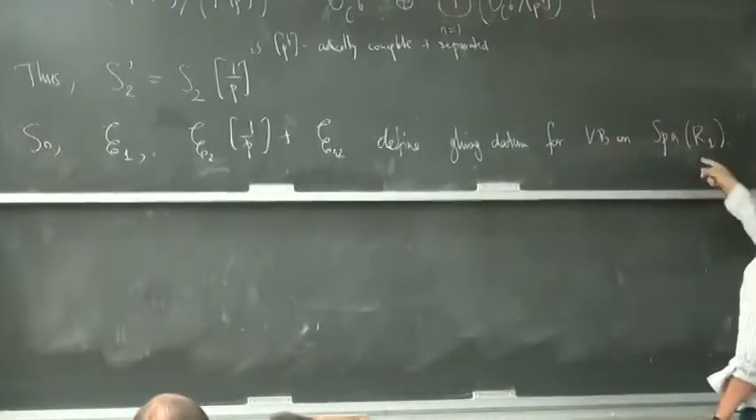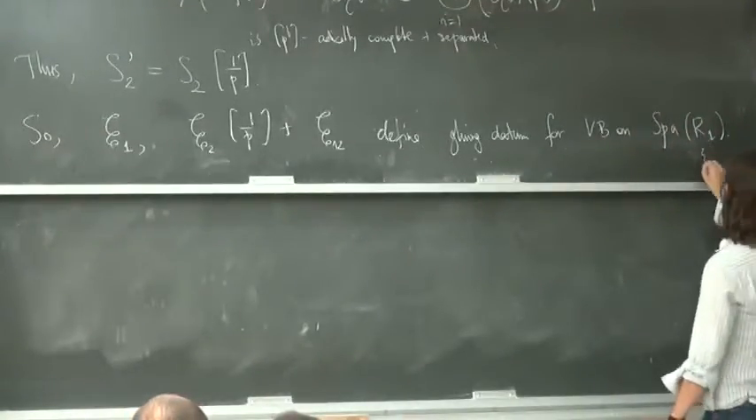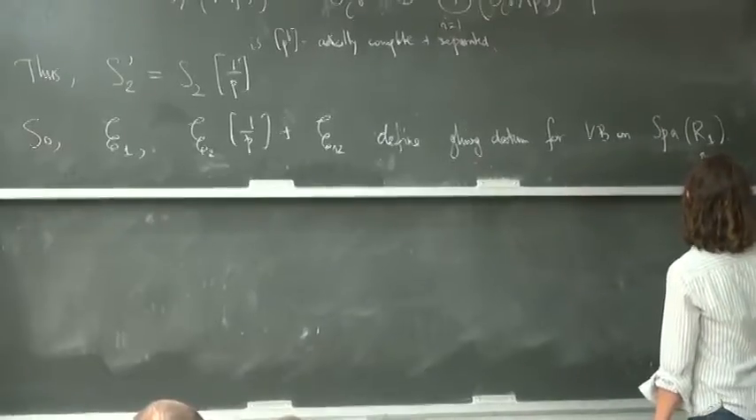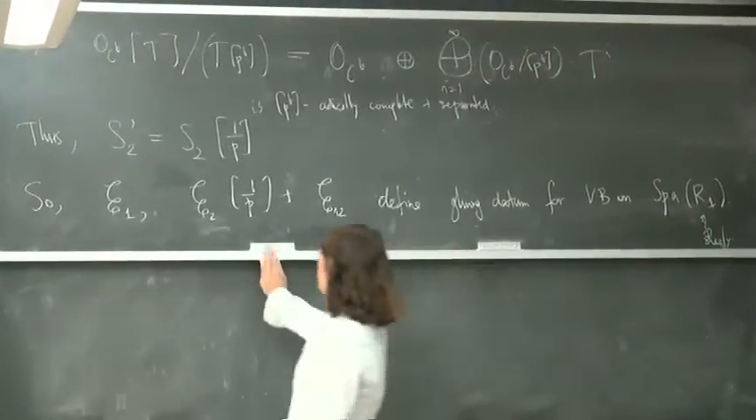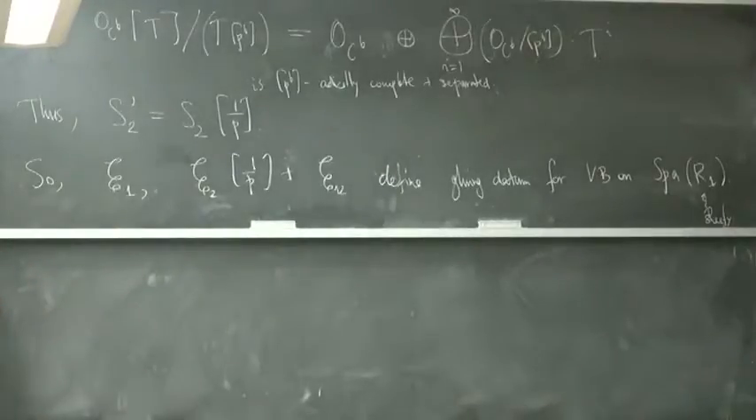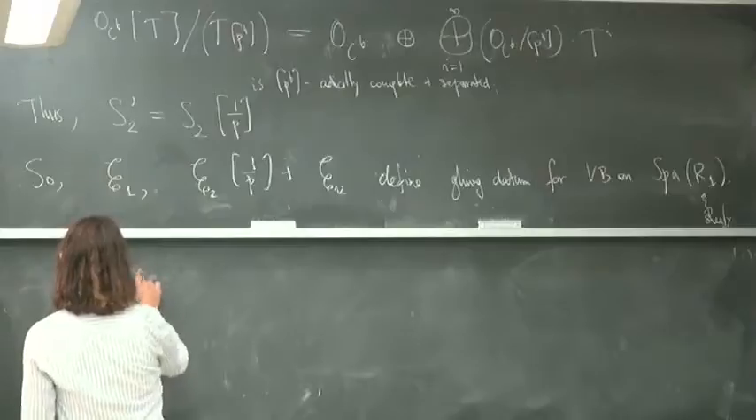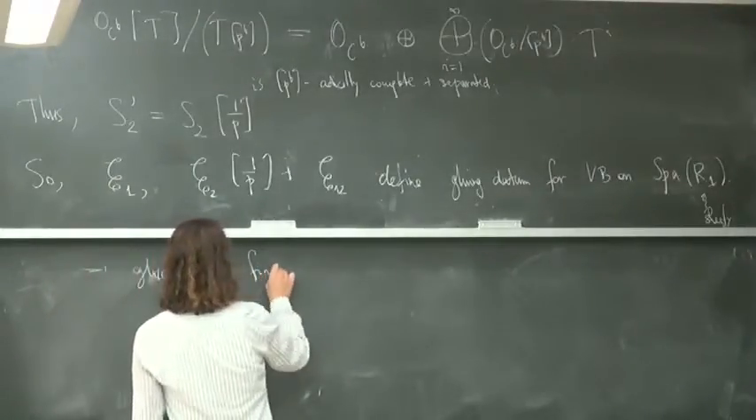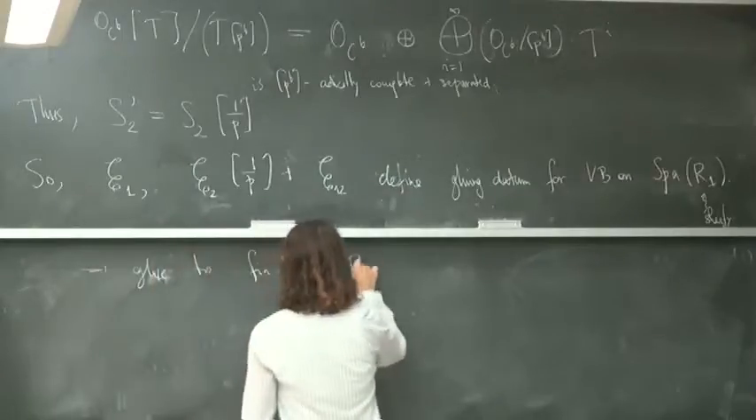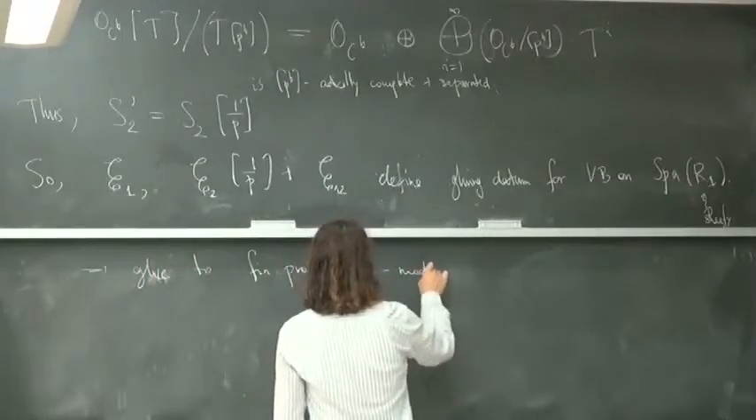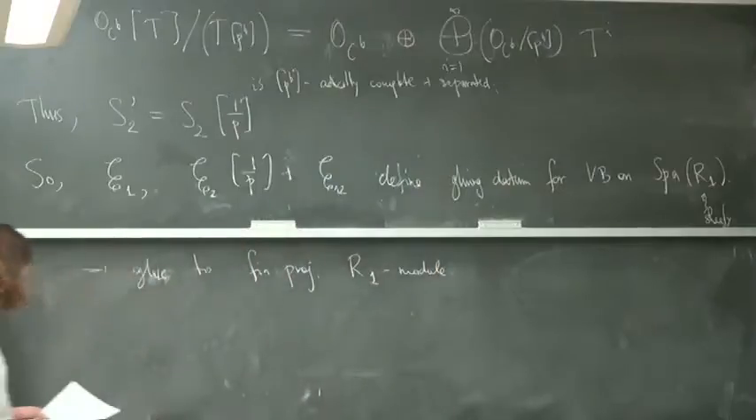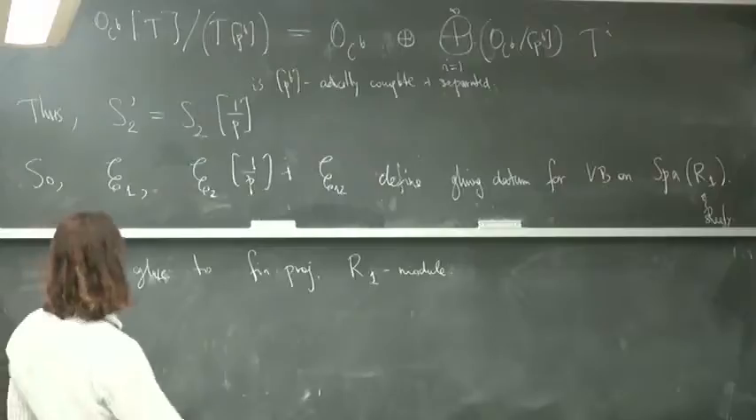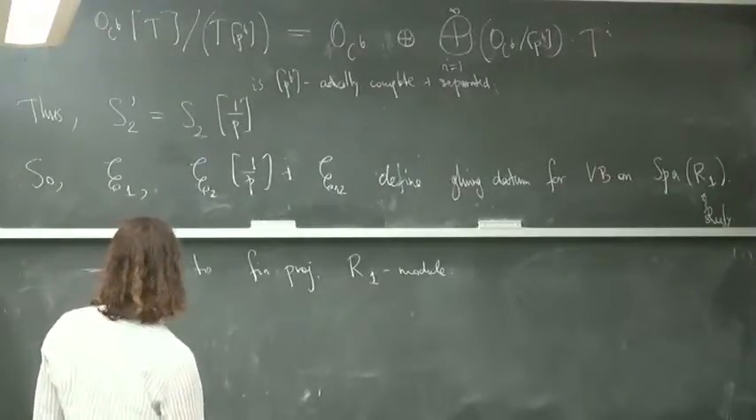And so because this guy here is sheafy, that's what I checked in the last lecture actually. They glue to a finite projective R1 module. And now we're essentially done. We just have to do the same thing all again.